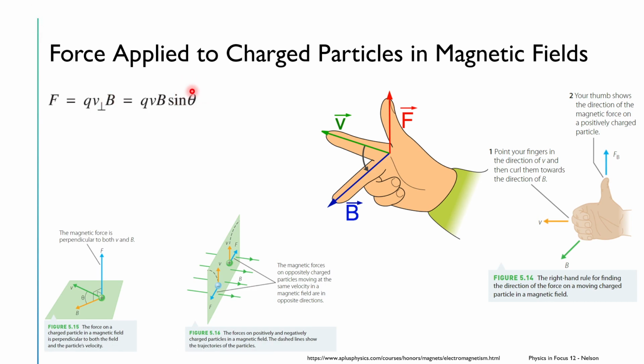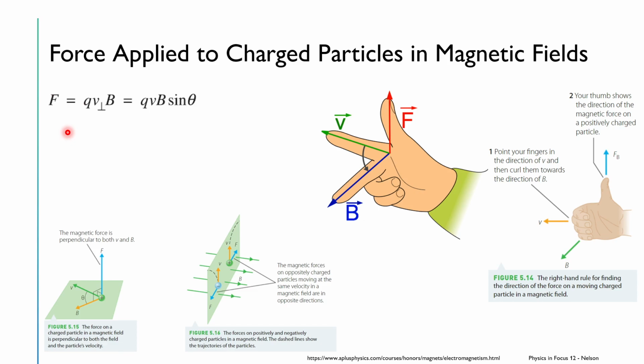Then we also have this theta variable which describes the angle between the velocity vector and the vector of the field line. In a scenario where theta is equal to 90 degrees, you don't have to substitute anything in because sine 90 is equal to 1. Thus, if the velocity vector is perpendicular directly with the magnetic field, then it's just qvB.